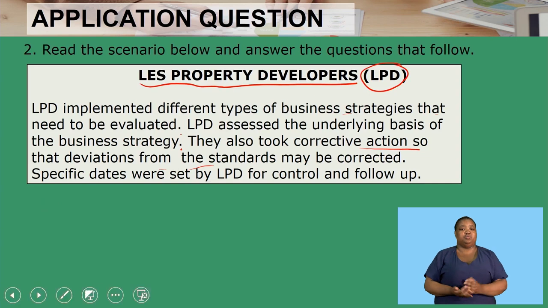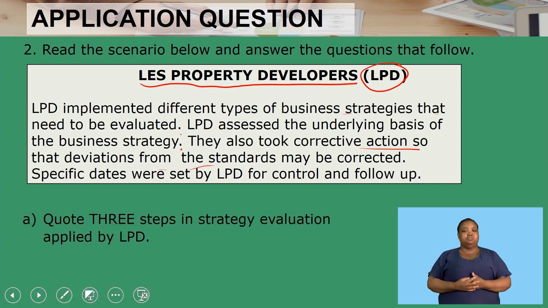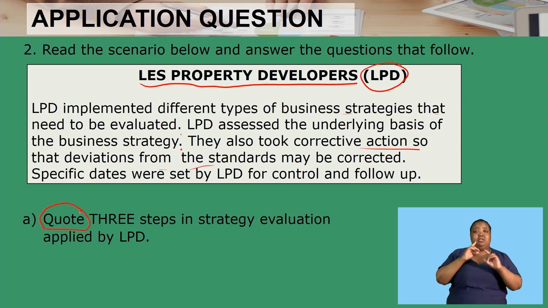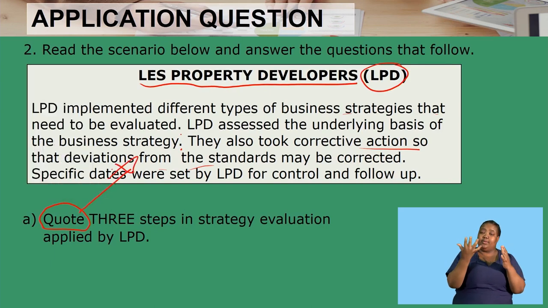Right, let's read the questions. It says here, quote 3 steps in strategy evaluation applied by LPD. I'll always emphasize this when they say quote. Like here, the question says quote 3 steps. What does quote mean? It means you are taking the answer from the scenario. The answers are here in the scenario. How many? It says here, quote 3 steps in strategy evaluation applied.